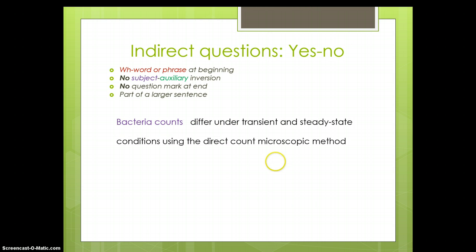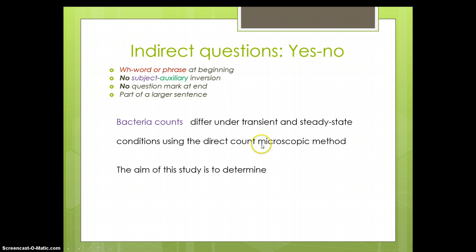Okay, let's move on to yes-no questions. So the same rules apply. They have to start with a WH word or phrase. There's no inversion, no question mark. They're part of a larger sentence. So, bacteria counts differ under transient and steady state conditions using the direct count microscopic method. So let's put it in a larger sentence. The aim of this study is to determine.